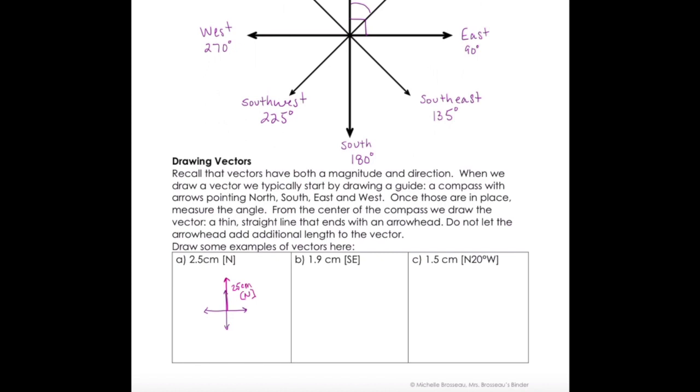Okay, for the next one, this one's going to be slightly shorter than A was, and we are going southeast. Okay, so we're going to come out at a 45-degree angle. Well, it's a 135-degree angle. Okay, so this would be our 1.9 centimeters southeast. Like I said, if we had rulers, we could actually measure out 1.9 centimeters and make sure that our vector is actually that long.